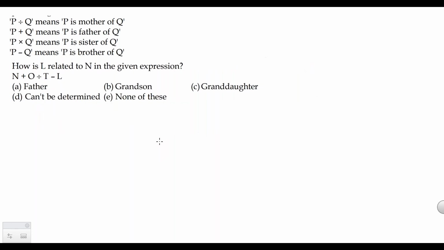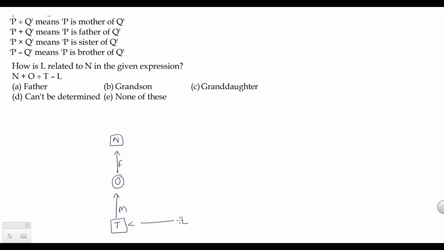We take this. How is L related to N in the given expression? We are finding the relation between L and N. N plus O means N is the father of O. O divided by T. O is the mother of T. T minus L. T is the brother of L.